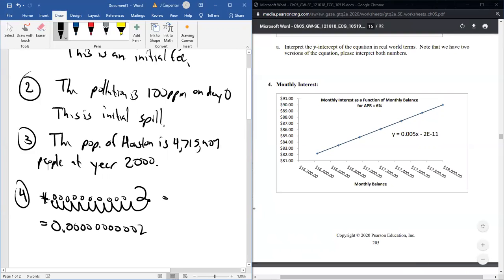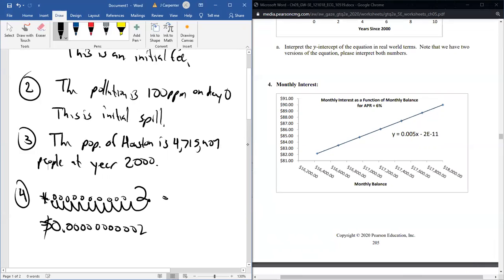Now this Y, this output is in dollars. So this is $1. I don't want to have to write that number again. So this is the interest on the initial amount on the bottom based on monthly balance. So that would be on $0 invested.